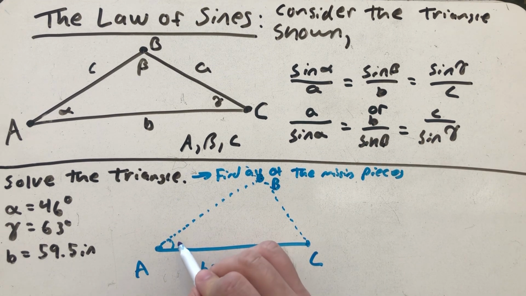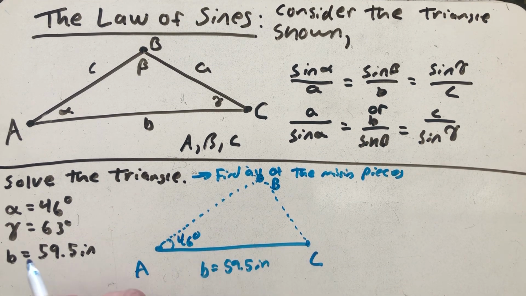So let's see, I know this is alpha and that's 46 degrees. And this is gamma and that's 63 degrees. And when I look at what was given to me, I realize that I have an angle, the side in between them, the side in between two angles. So I have two angles and a side in between. I have an angle, a side, and an angle.